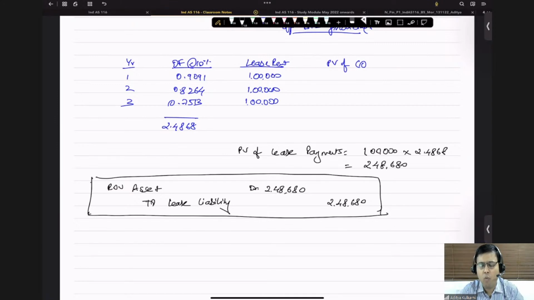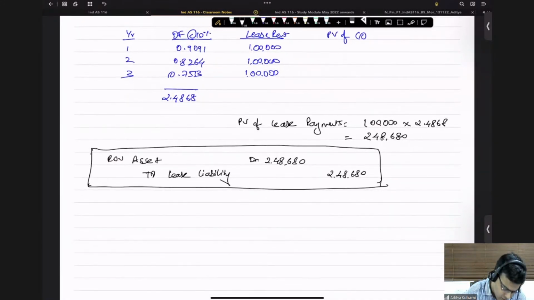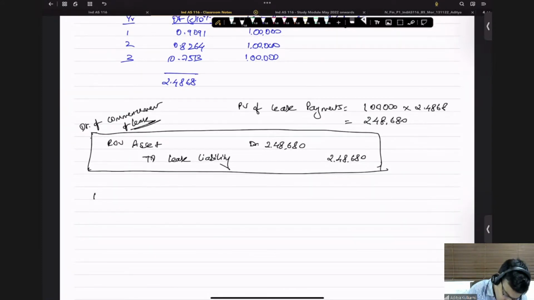Moving forward, what will be the accounting that is going to happen? This is the accounting on the date of commencement. We'll look at this term today, date of commencement of lease. That is the first day of the year. The lease payment happens at the end of year one. On the first day of the year, you are going to pass this entry: ROU asset account debit, lease liability credit. Now this ROU asset, you will have to depreciate.